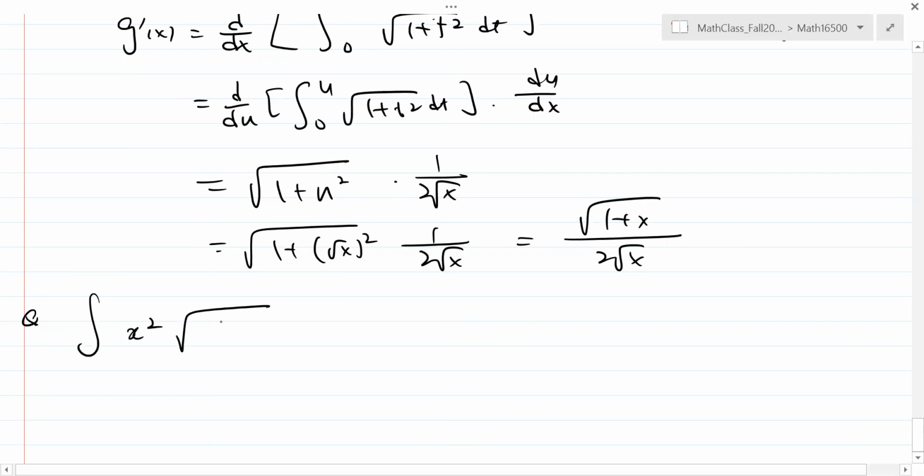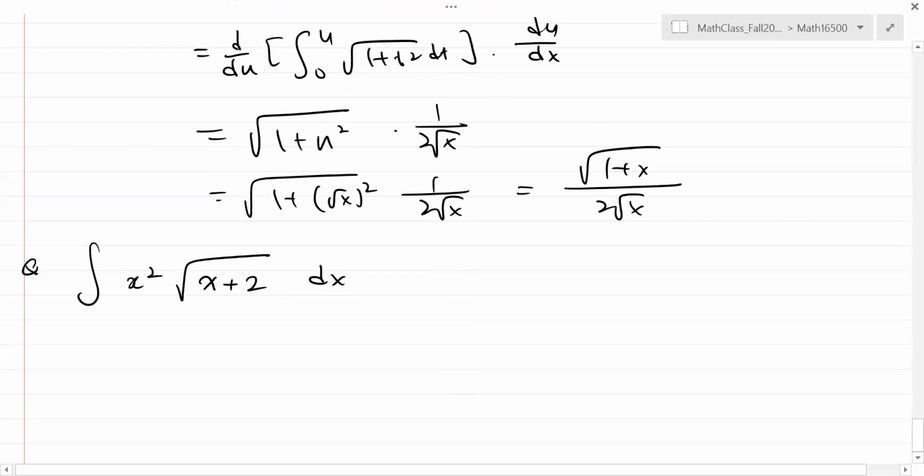Integral of x squared, x plus 2 dx. How about this?